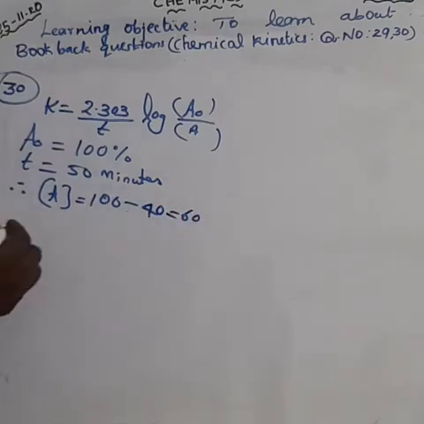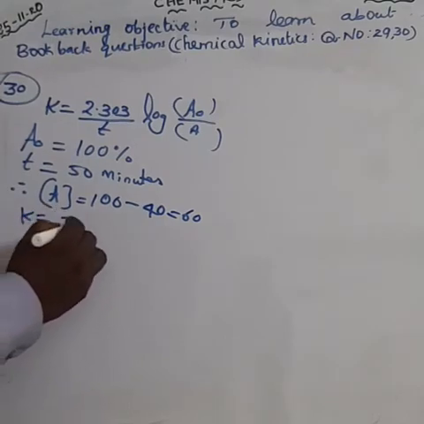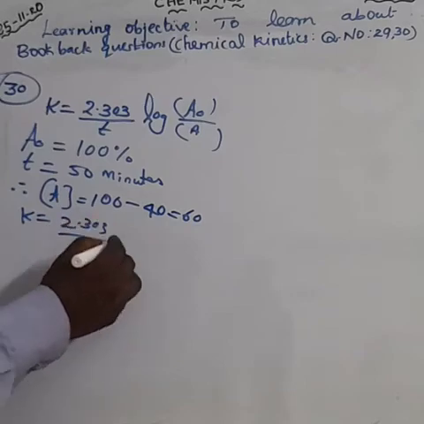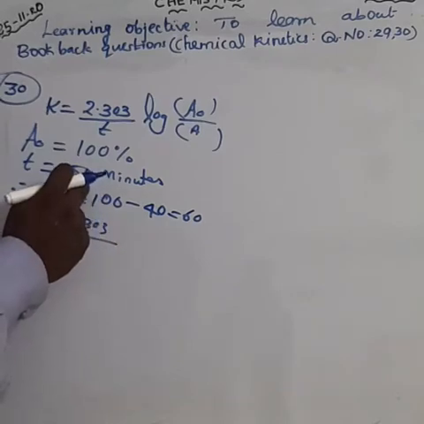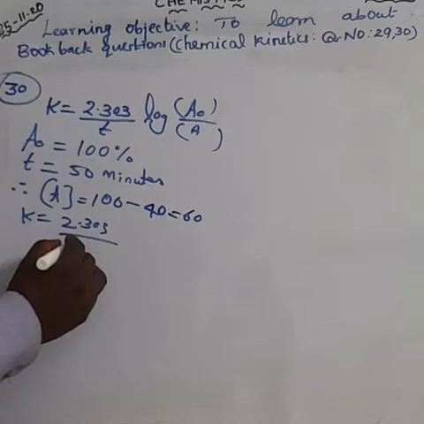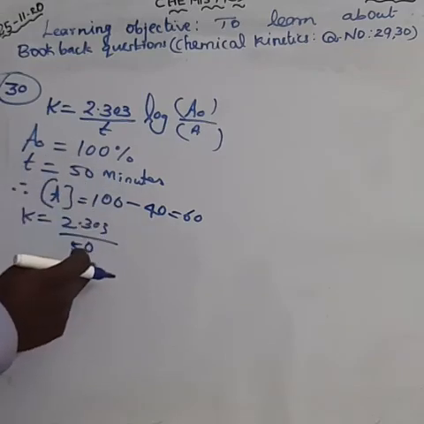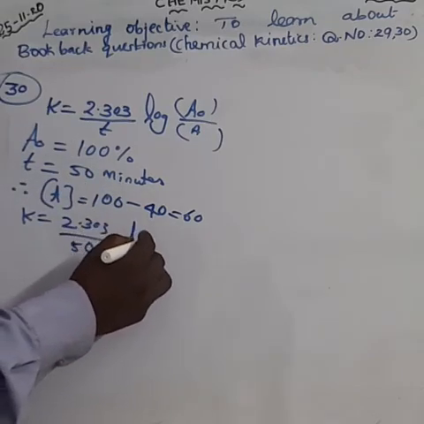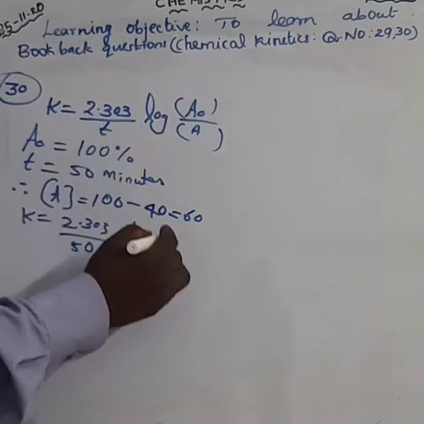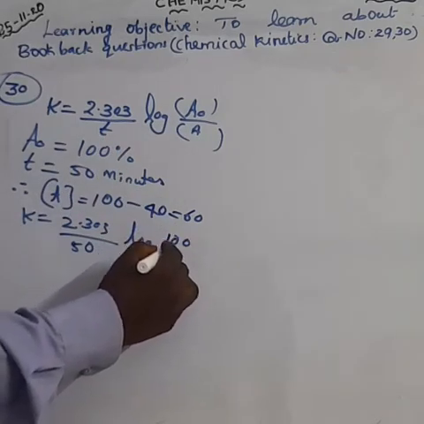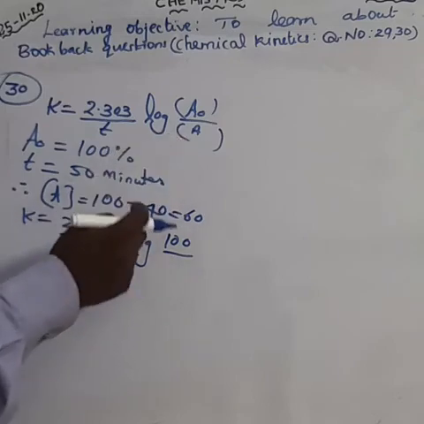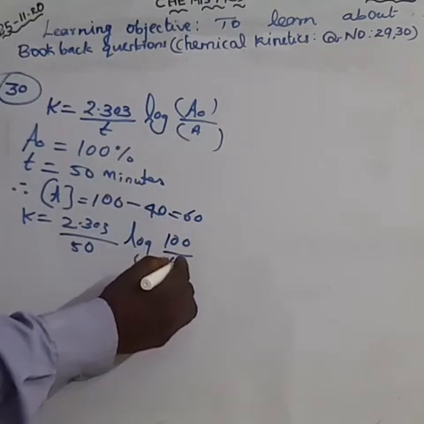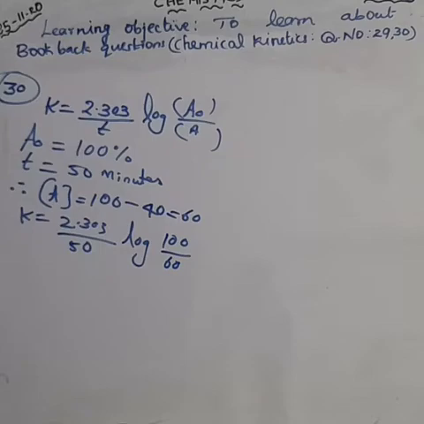So what is the formula here? K is equal to 2.303 by T. T is 50 minutes, log of A naught, which is 100, divided by A, which is 60. Clear? So we have to substitute here and find out the answer.